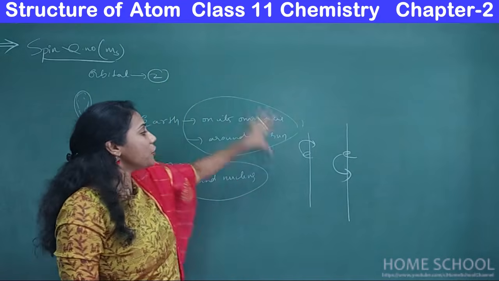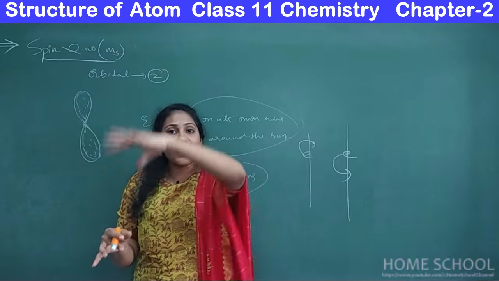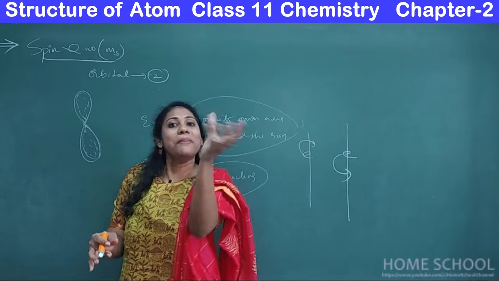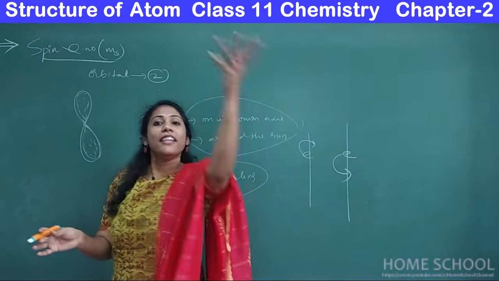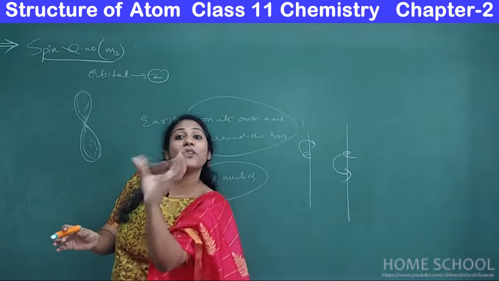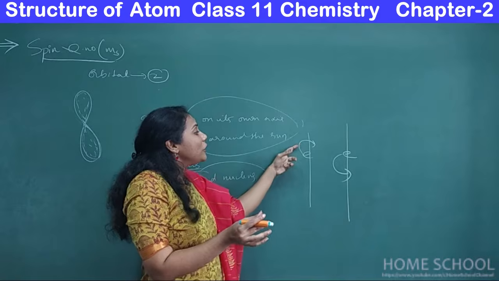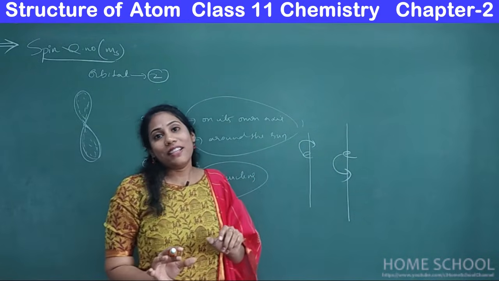Each orbital has 2 electrons. Both electrons revolve around a nucleus, but both electrons must also rotate on their own spin. Something like this. An electron will always rotate like this. One rotation is around the nucleus. The other rotation you see is around its own axis. So if one electron rotates in a clockwise direction, the other electron rotates in an anti-clockwise direction.